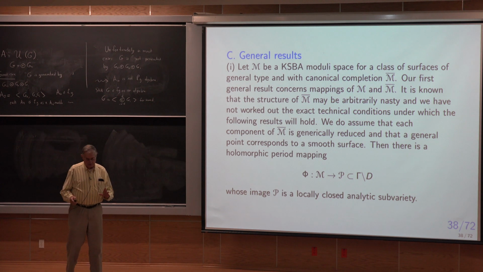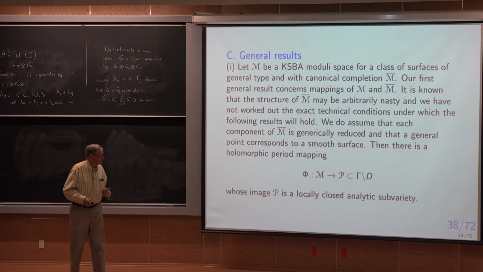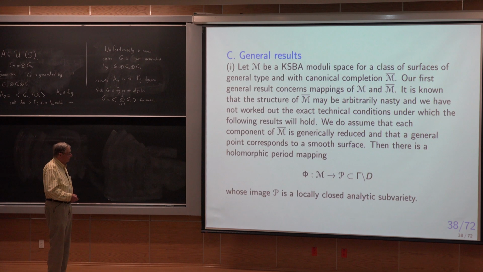It's like taking a Riemann surface of genus 1. Its period is a point in the upper half plane, but it's only defined up to SL2Z because it depended on choosing a homology basis to integrate your differentials over. So that's the general sort of picture. So it was known classically that the image of this mapping is a compact analytic variety.